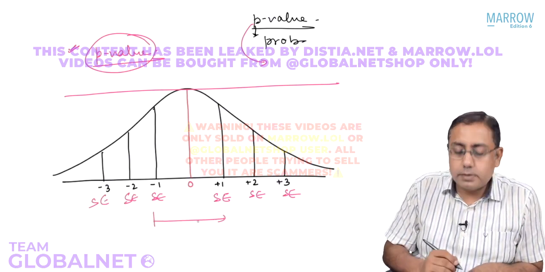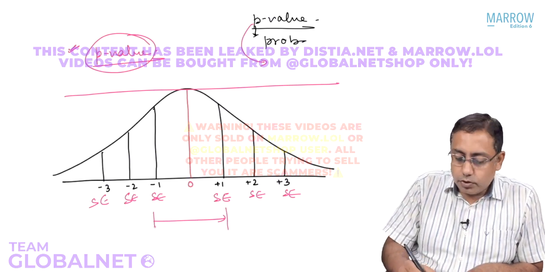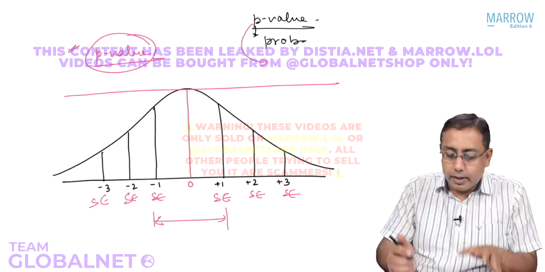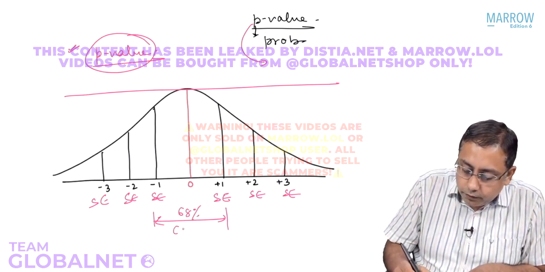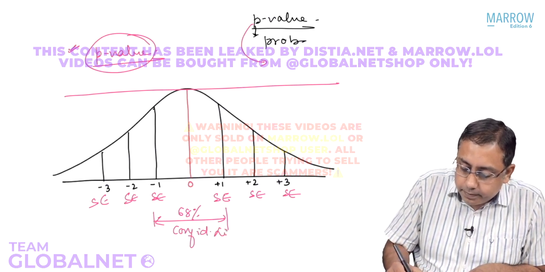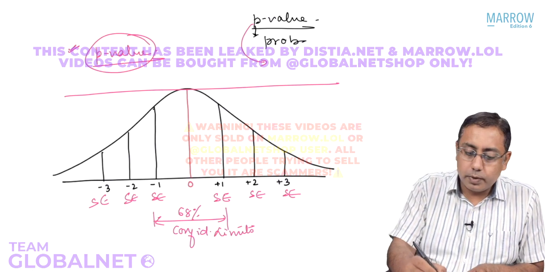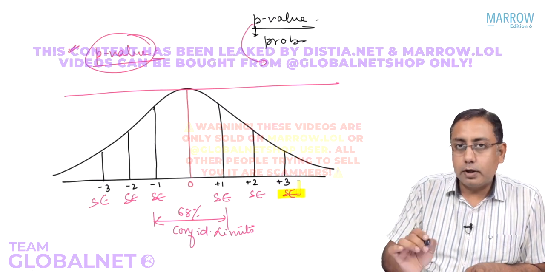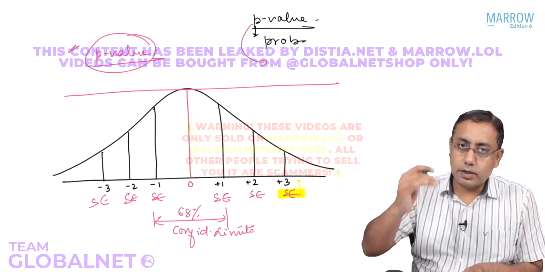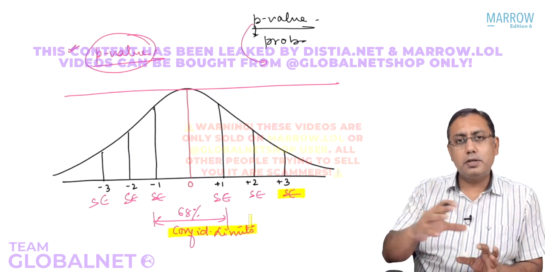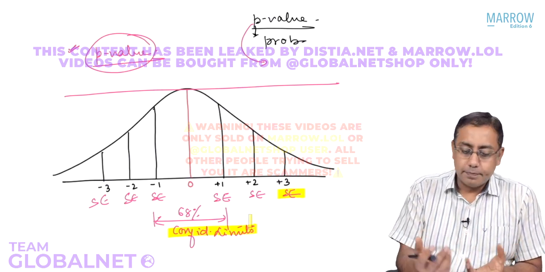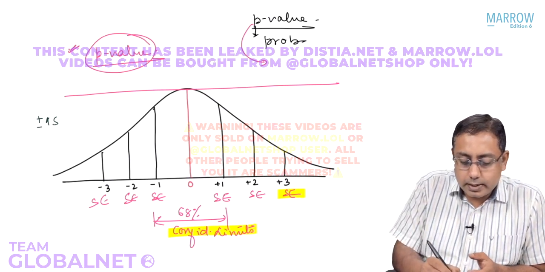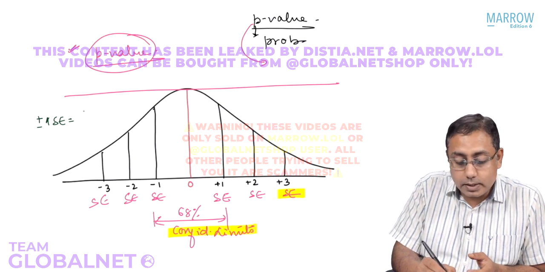And the difference between -1 and +1 is not called 68% of the population. It is called 68% confidence limits. So there are two things I have changed over here. Only the names have changed, the concept remains the same. Whenever you plot the p-values, we use standard errors instead of standard deviation, and instead of the population, we use the words confidence limits. So ±1 standard error will correspond to how much confidence interval?